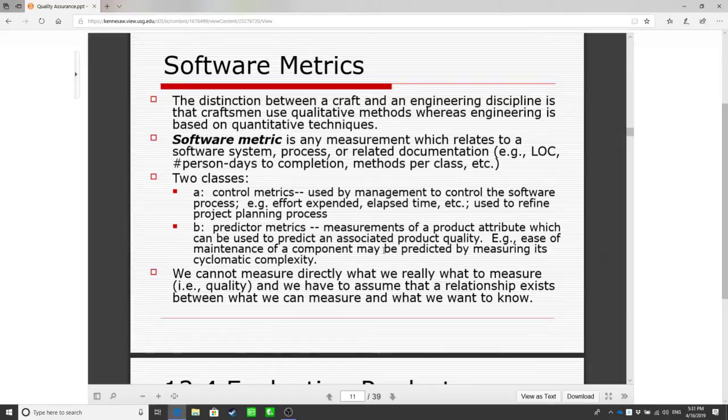And also software metrics. So why do we need metrics? We use metrics to measure something. If we want to ensure the quality, metrics is an important thing. The distinction between a craft and an engineering principle is that craftsmen use qualitative methods, and in engineering, all those measurements are based on quantitative techniques. You know the difference between those two?